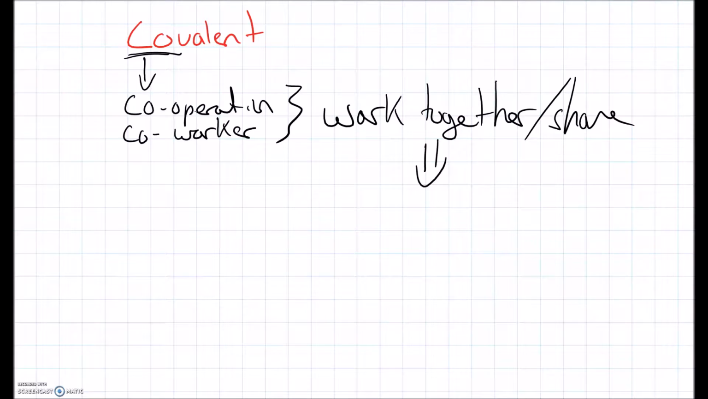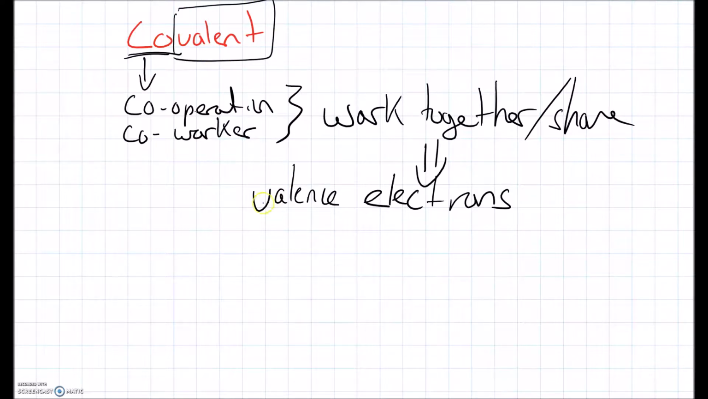What are we sharing in this case? They're sharing valence electrons. They're sharing electrons. In this case, they're valence electrons, right? They're valence electrons. And that's where our word valent comes in. So sharing valence electrons. I gave you all an example with oxygen.